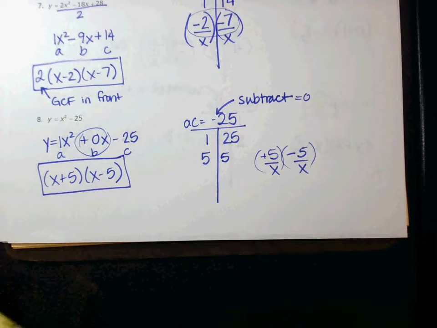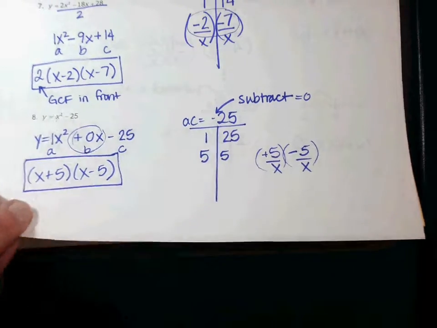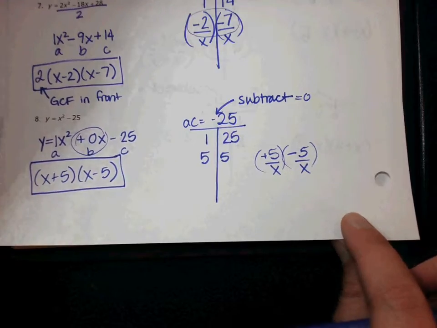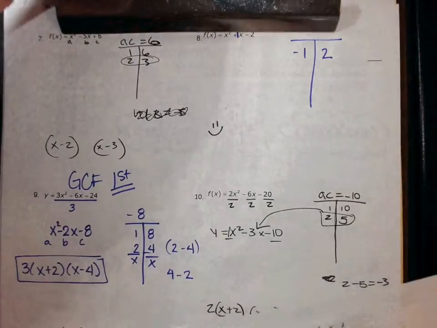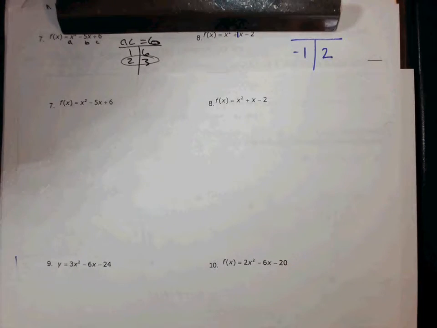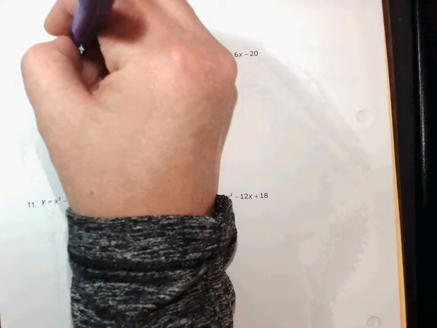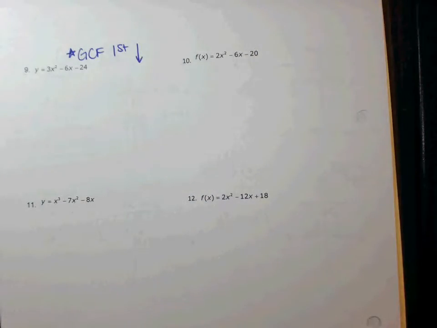Okay, these examples are going to get a little bit harder tomorrow, so make sure that you understand what you're doing so that you're not confused. On your homework, go ahead and look at it for me. I would like you to please try to do number 9 off the back. Now, 9, 10, 11, and 12 all have GCFs. So pretty much from here down, you need to GCF first. So work number 9. Let's see if you can get it. Then you'll have the rest of the class to work.